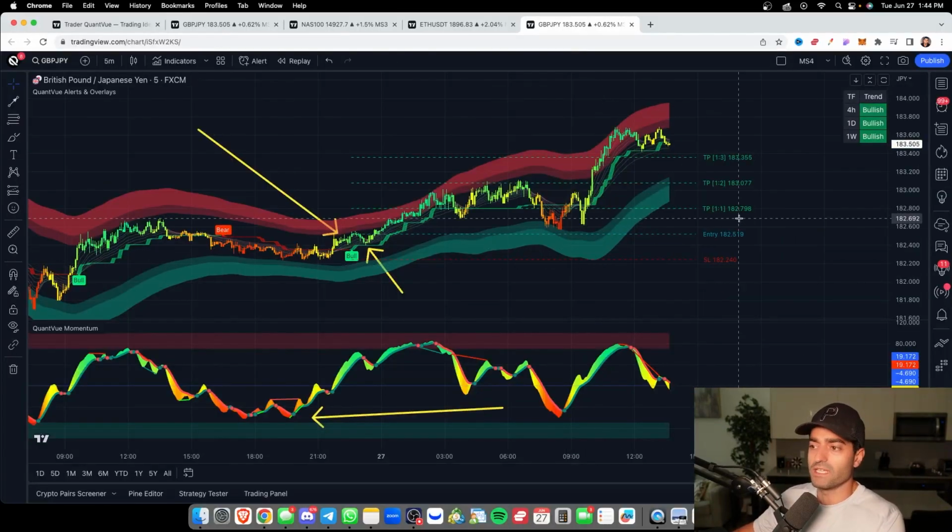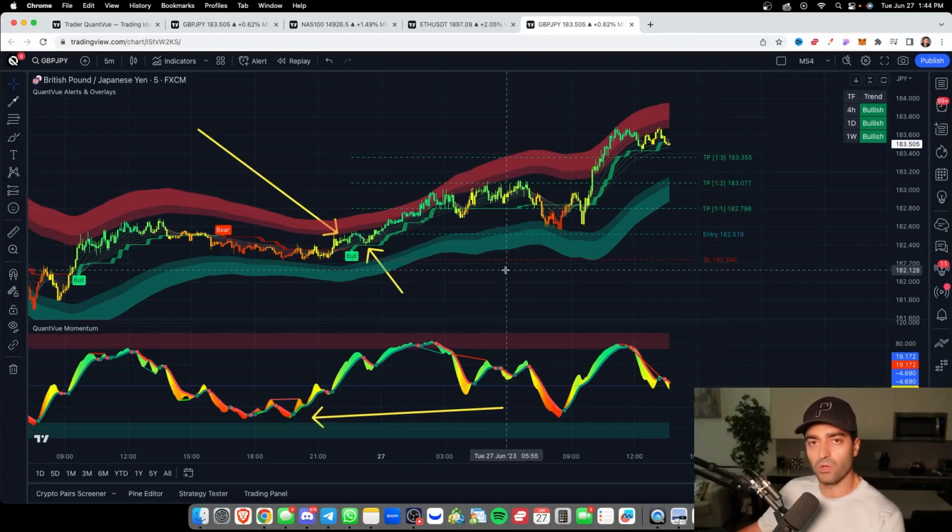With the alerts and overlays indicator, you get built-in take profit and risk management levels. So you don't have to guess where your stop loss is gonna go, where your take profits are gonna go. These are all set. So this is a 1-to-1 take profit level, 1-to-2, and 1-to-3, all built right into the toolkit. So this was just a quick video on how to use our very powerful alerts and overlays indicator.